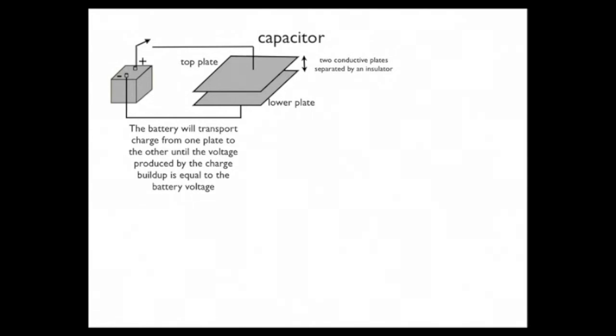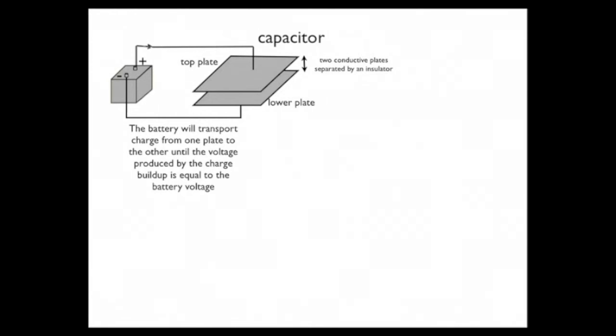And as you can see, both plates are attached by wires to a battery. Let's say it's a 1-volt battery, just for argument's sake. And the switch is open right now, so nothing is happening. Let's see what happens when we close the switch.